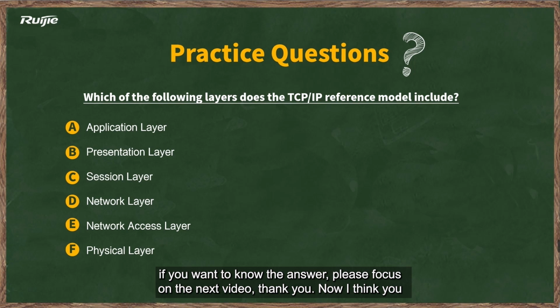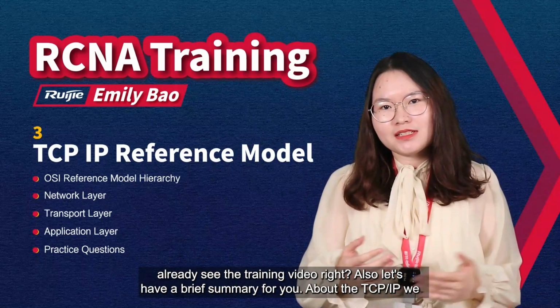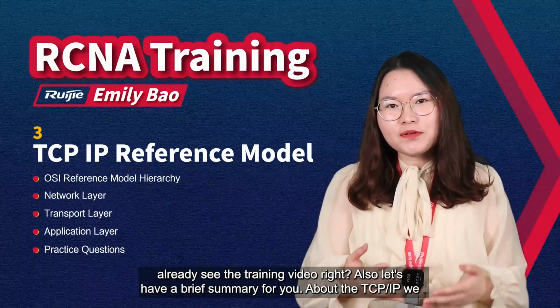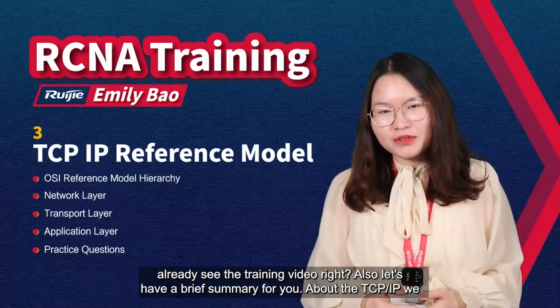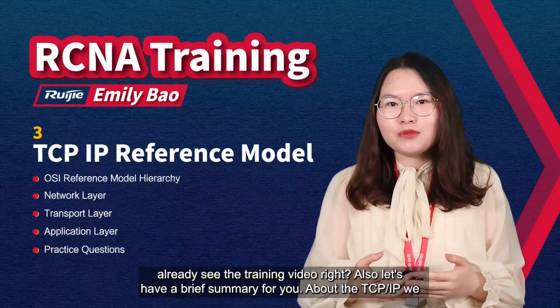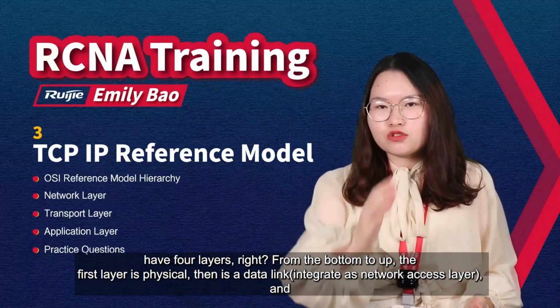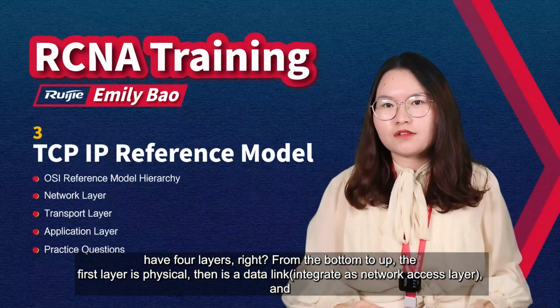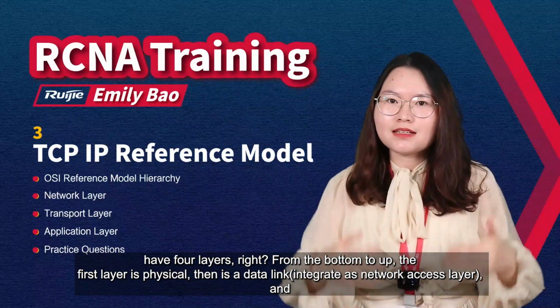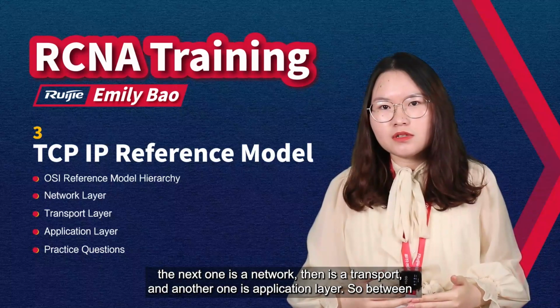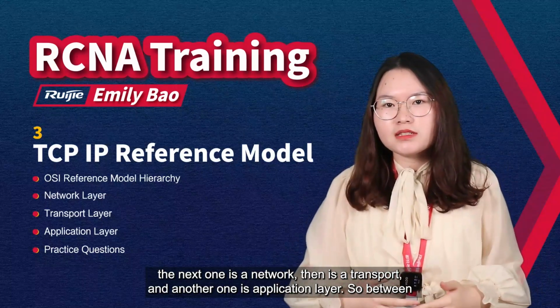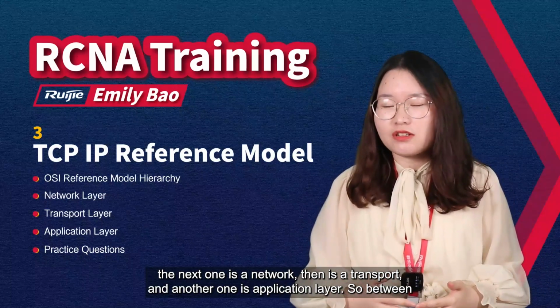Thank you. Now I think you have already seen the training video, right? Let's also have a brief summary for you. About TCP/IP, we have 5 layers, right? From the bottom to the top. The first layer is physical, then data link, then network, then transport, and the last one is the application layer.